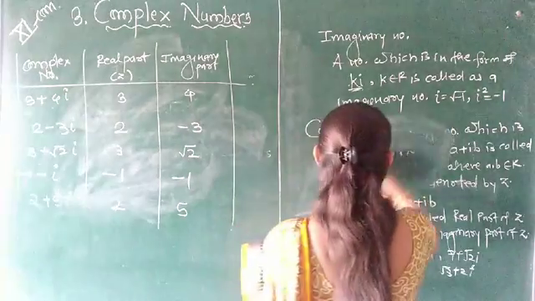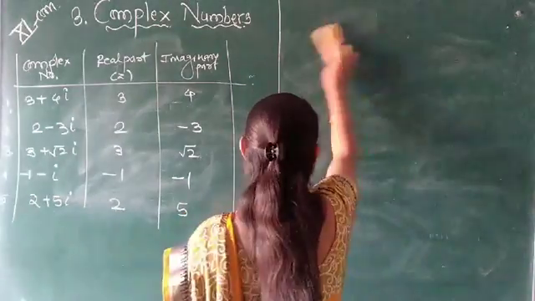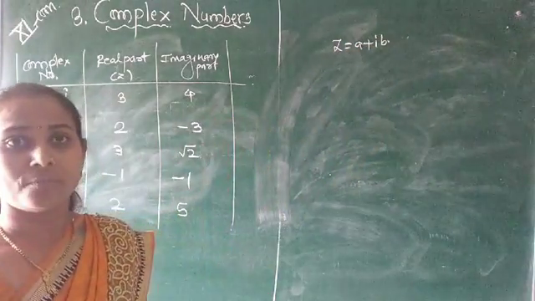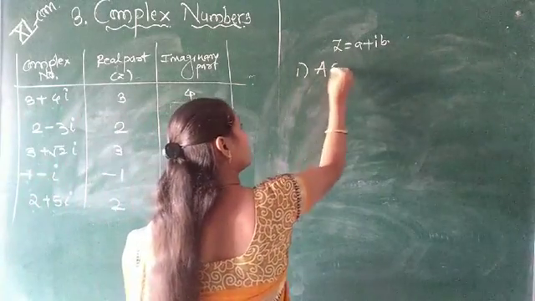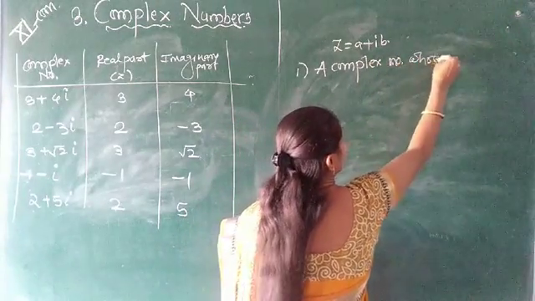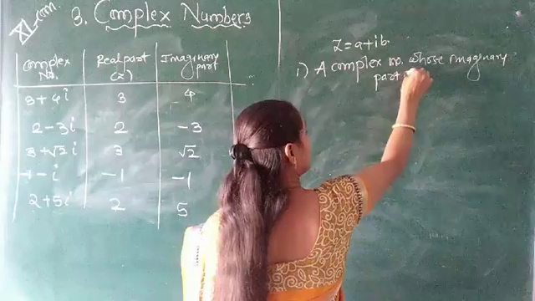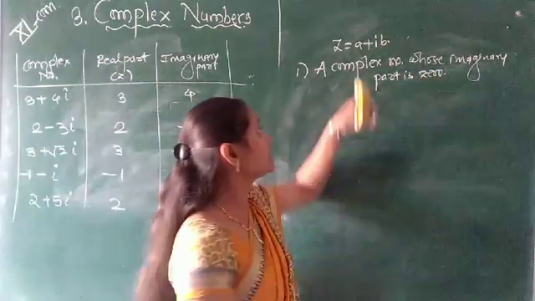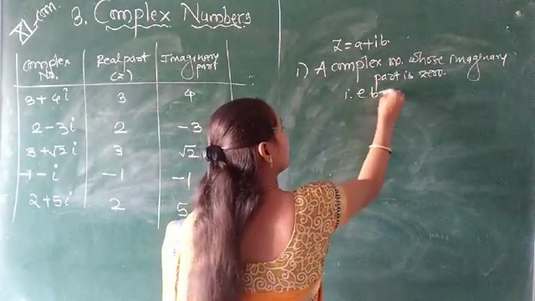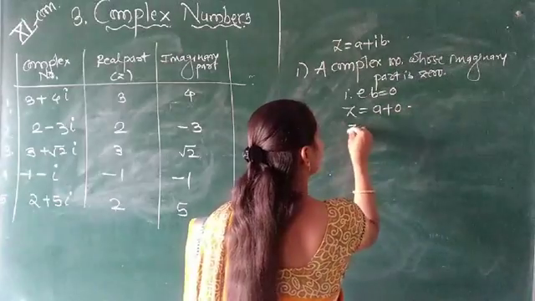A complex number z is equal to a plus ib. If any complex number has imaginary part 0, a complex number whose imaginary part is 0. Now see here, this is our complex number and its imaginary part is b. If it is 0, that is b is equal to 0, then z is equal to a plus i into 0, then it is 0, then z is equal to only a.